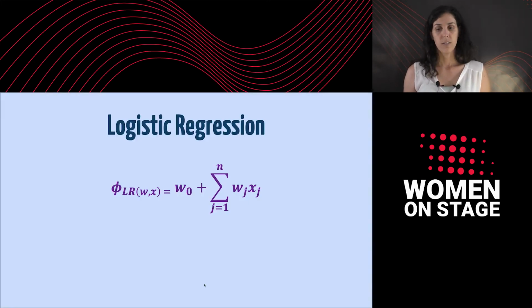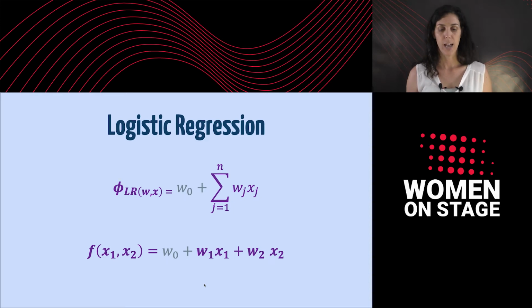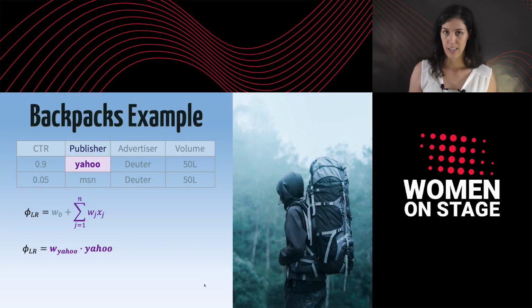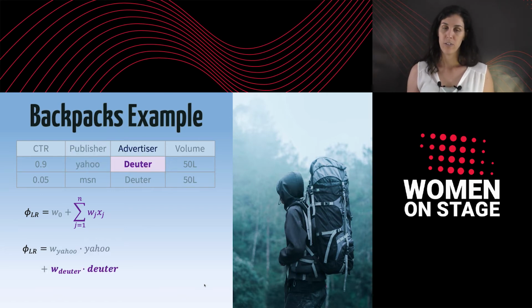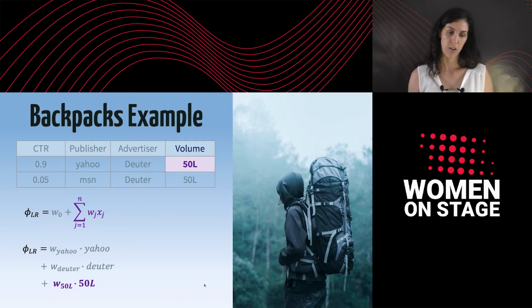This equation models the relationship between a feature and the predicted CTR. I'll simplify it a bit, but we can see we have a W multiplied by X. So the X here is the feature. What is the W? W is the weight or significance of the feature. The higher the weight, the more significant the feature is in predicting the CTR. Let's look at the example. We now have a weight of Yao multiplied by Yao, a weight of Deuter multiplied by Deuter, and a weight of 50 liters multiplied by 50 liters.